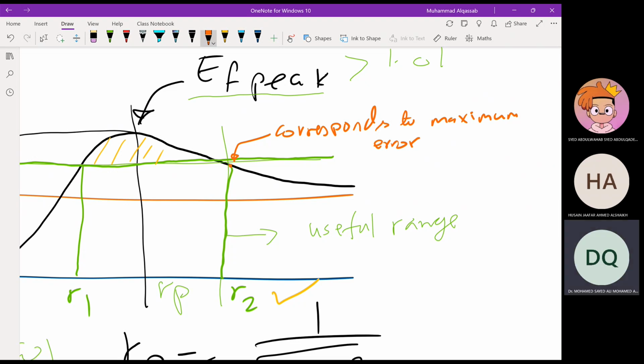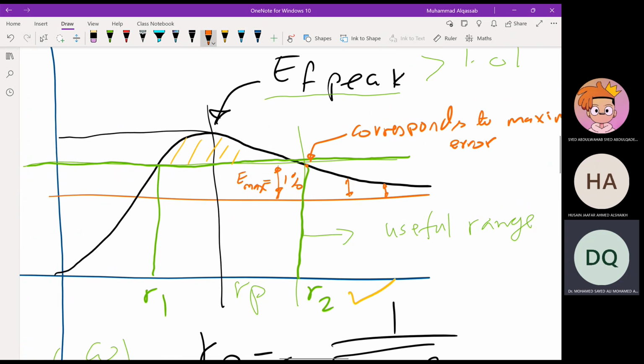Right, the error afterwards is less because the error is the difference. Okay, so this is the maximum error, which in this example is equal to 1%. So afterward, it is less. The difference is getting smaller and smaller. So the error afterward is less.